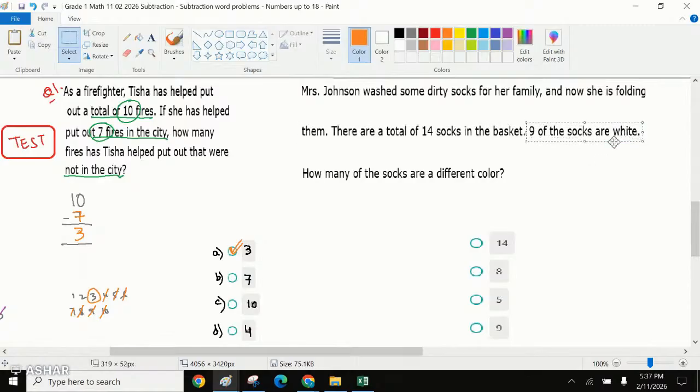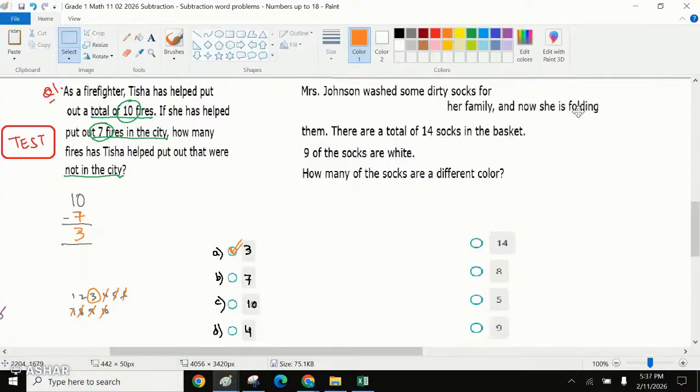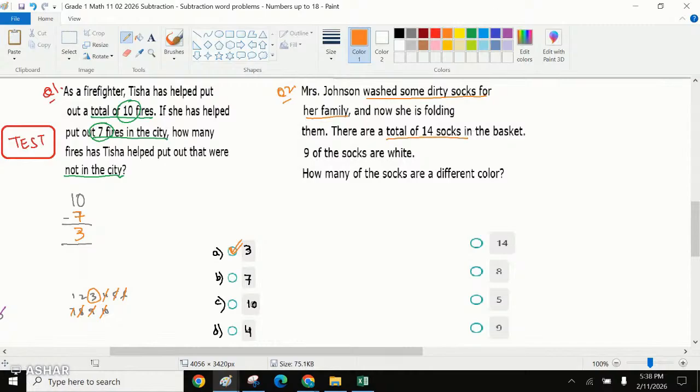9 of the socks are white, and she's just folding socks. So the second question, question number 2 says, Mrs. Johnson washed some dirty socks for her family. Now she's folding them. There are a total of 14 socks in the basket. 9 of the socks are white. How many are colored, right?